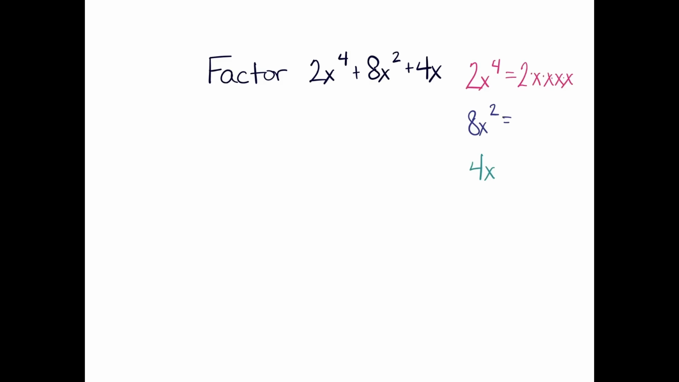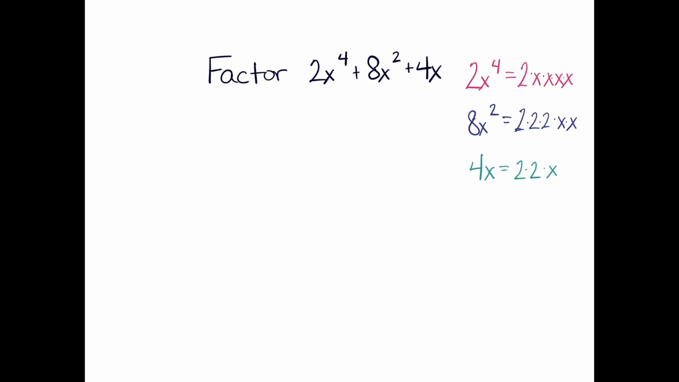8x squared, well, 8 we know is 2 times 2 times 2. So it's 2 times 2 times 2 times x squared is x times x. And 4x, well, 4 is 2 times 2 times x. So we have these three terms, and when we're factoring out the greatest common factor, there's three terms there.